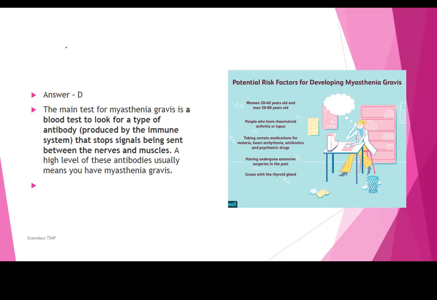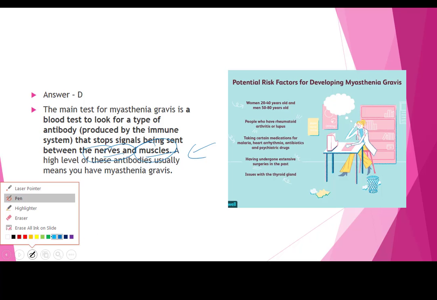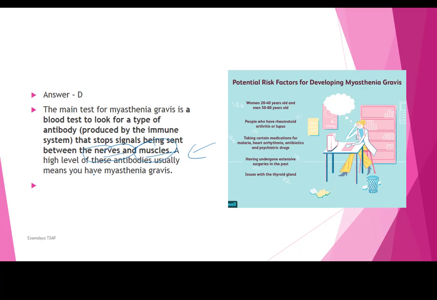Myasthenia gravis is a blood test that looks for a type of antibody produced by the immune system that stops the signal being sent between the nerve and muscles. A high level of these antibodies usually means you have myasthenia gravis. So this is the main important thing: that antibody stops the signal between the nerve and muscles. This is the part you have to understand, how it works, both nerve as well as the muscles.